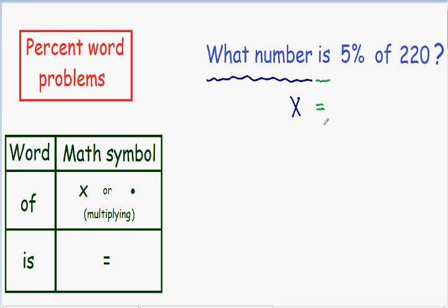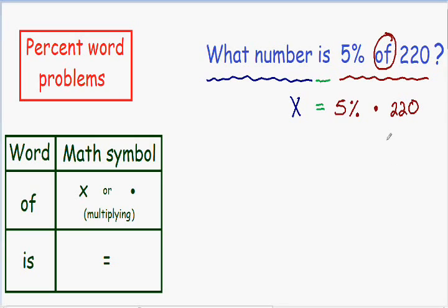So now if we take a look at the next words to the right, we have 5% of 220. And if you take a look at the chart I wrote for you in the bottom left part of the screen, the mathematical symbol for the word "of" is the multiplication symbol, which is just an X or a dot. So instead of writing 5% of 220, I'm going to put 5% multiplied by 220.